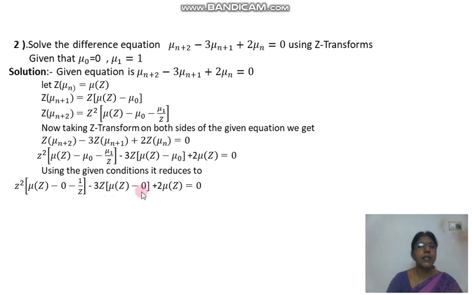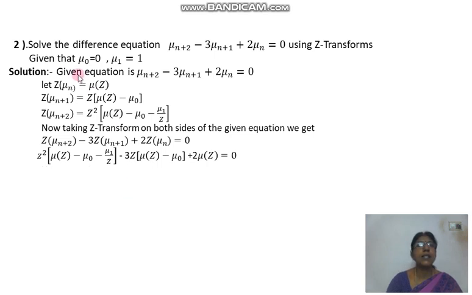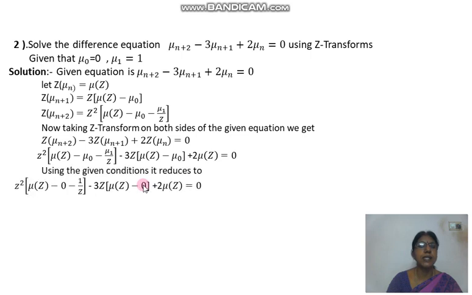Now use the conditions. What are the conditions we have been given? u(0) is equal to 0, substitute here. u(1) is equal to 0, and u(0) is equal to 0 here. Using these conditions, it reduces to z square into U(z) minus 0 minus 1/z, minus 3 into z U(z) minus 0, plus 2 U(z) is equal to 0.